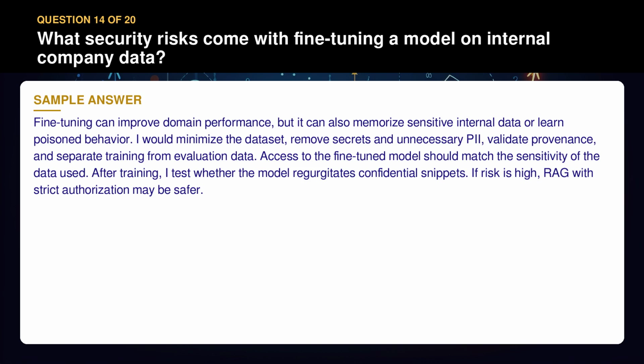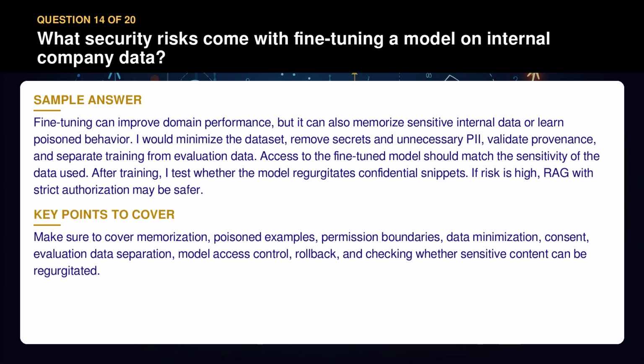If risk is high, RAG with strict authorization may be safer. Make sure to cover memorization, poisoned examples, permission boundaries, data minimization, consent, evaluation data separation, model access control, rollback, and checking whether sensitive content can be regurgitated.